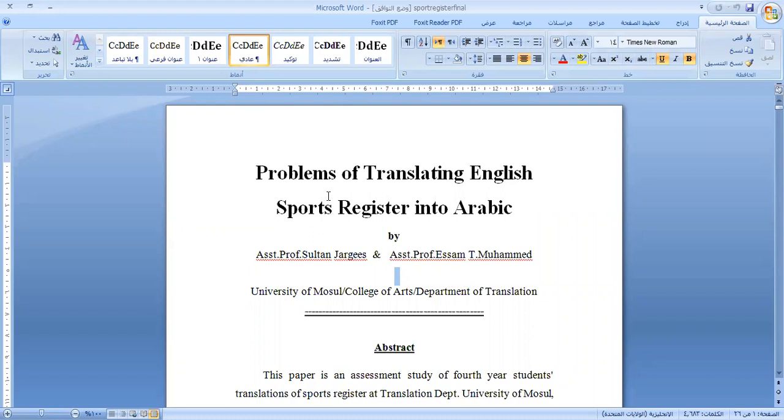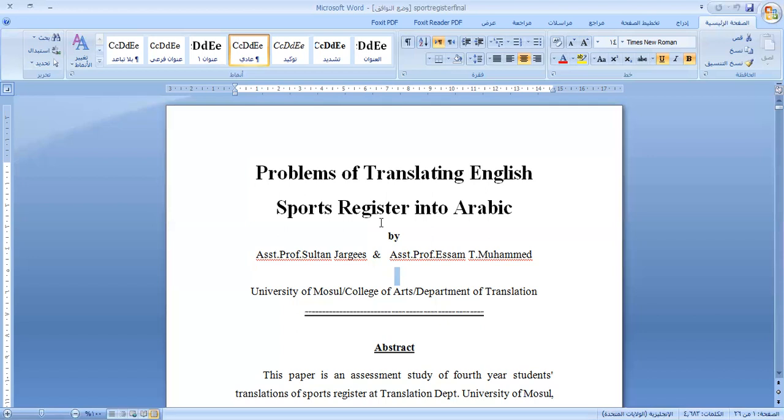Today we are going to talk about problems of translating English sports register into Arabic. Actually, as we said in the previous lecture, we talked about terminology, the definition of terminology, and what is meant by terminology. Terminology means the systematic study of terms. These terms are related to one specific scientific field.